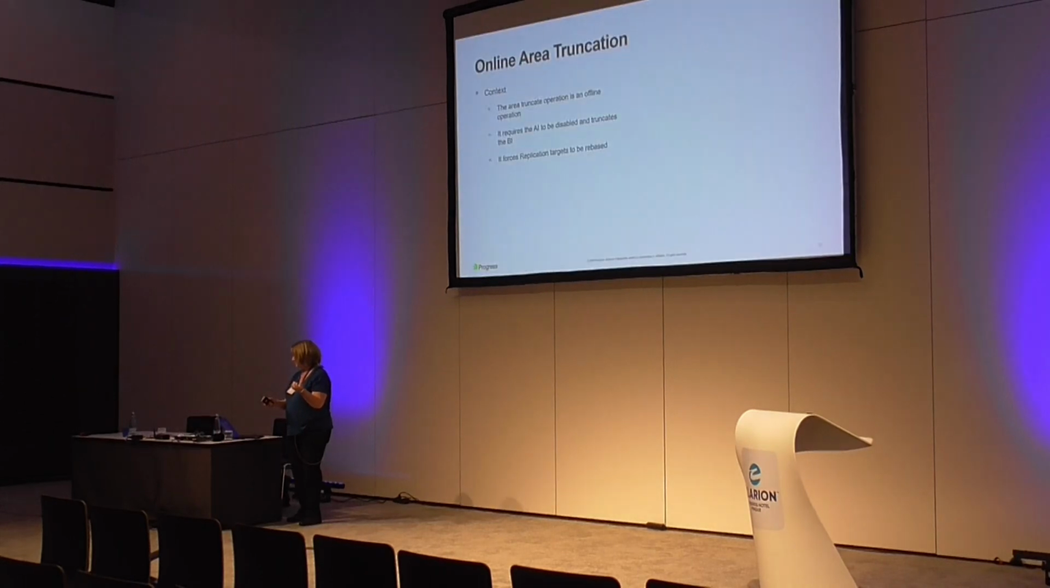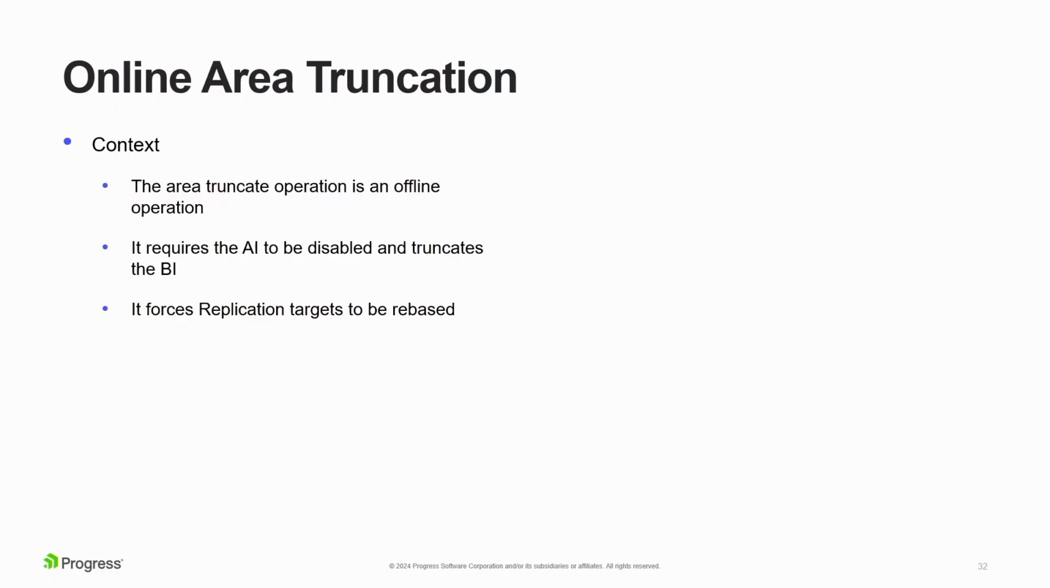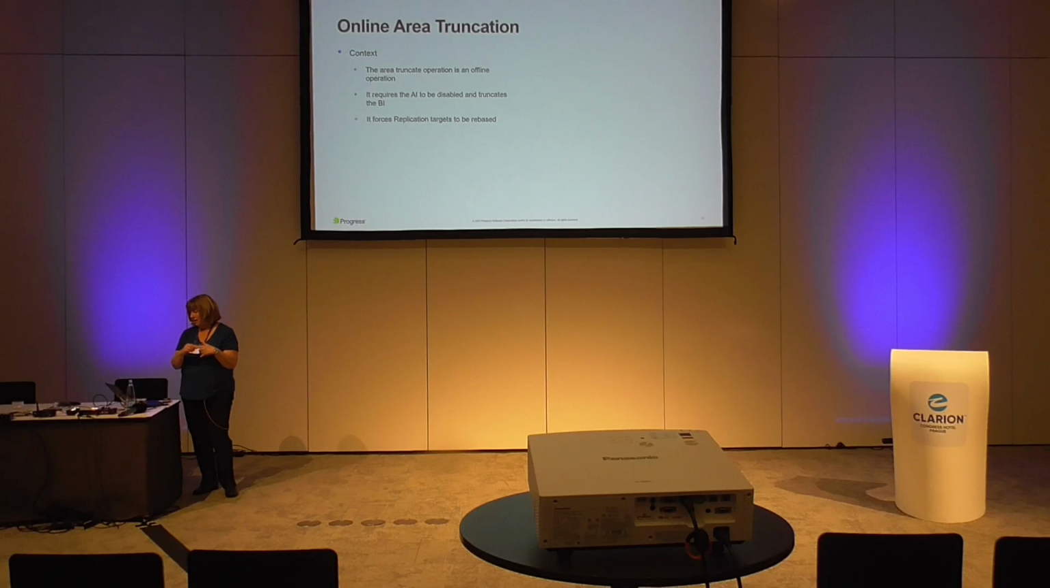Then we start looking at areas. We have an online area truncation. Right now, or prior to this feature, the area truncate operation was offline only. It required the AI to be disabled and also to truncate the BI. And it forces replication to be rebased. Your target had to be rebased. Again, another very ugly and expensive operation.